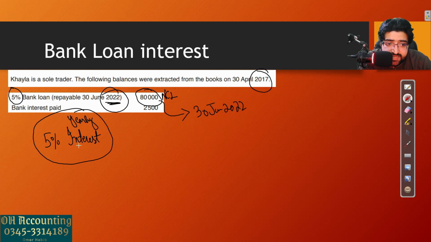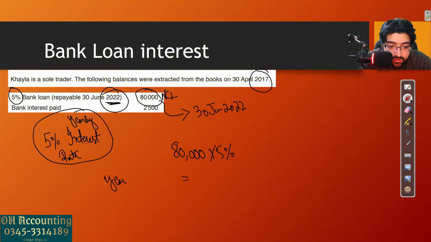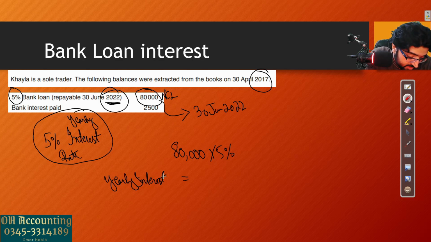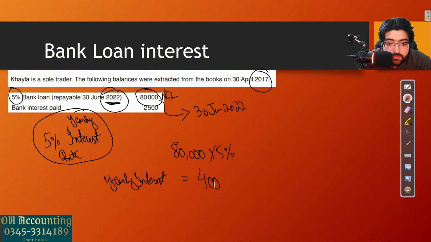So this is the yearly interest rate. This is the rate. So to find the yearly interest, all you have to do is multiply the rate with the amount of loan. This will give you the yearly interest payable on the bank loan. So let me do this. 80,000 into 5%, it is 4,000. We have to pay $4,000 every year as interest to the bank. This 4,000 is your expense.